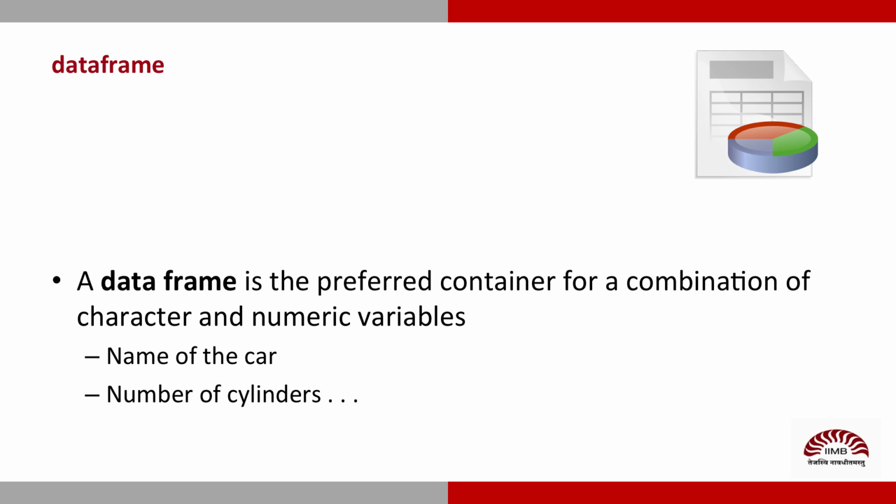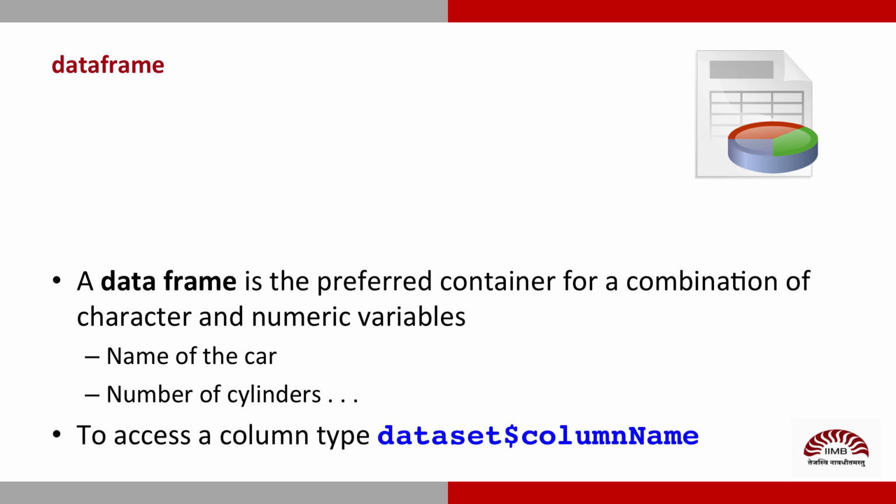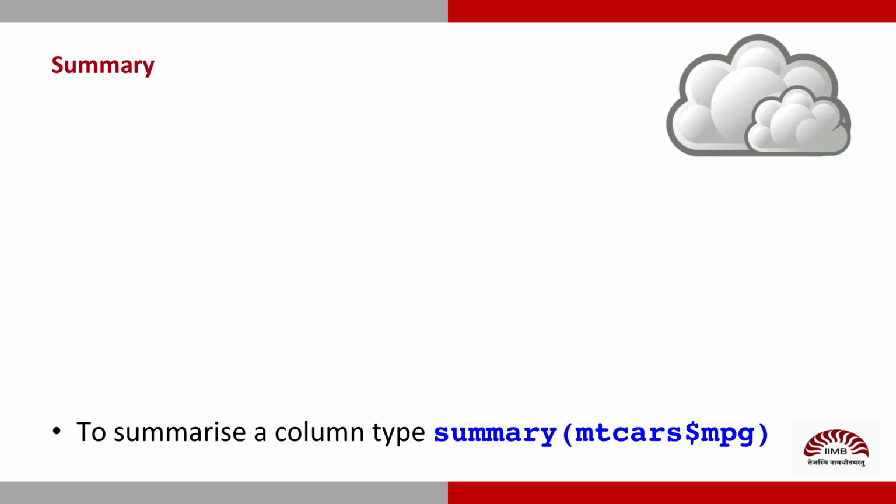Data frames are used where the data can be of mixed mode, which is true of most data sets in real life. The name of the car is alphabetical, whereas the rest of the data is numerical. One word of caution: two entries in the same column cannot have mixed mode. We access columns by name as whatever the frame is, followed by a $ sign, followed by whatever the column name is. We can quickly summarize a column.